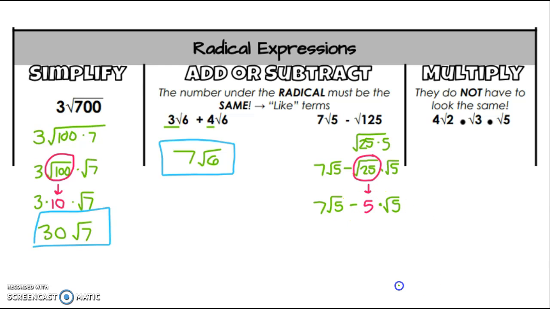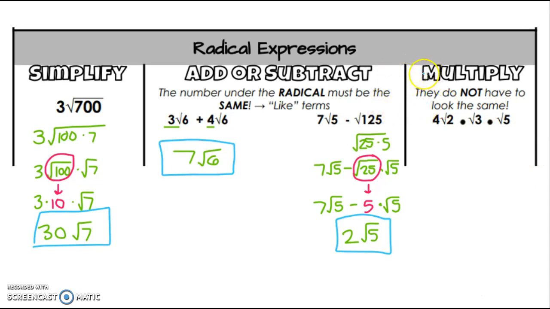So now I have 7 square roots of 5 minus 5 square roots of 5. 7 of something minus 5 of that same thing leaves me with 2 of them. So my final answer here, when I simplify all the way, would just be 2 square roots of 5.